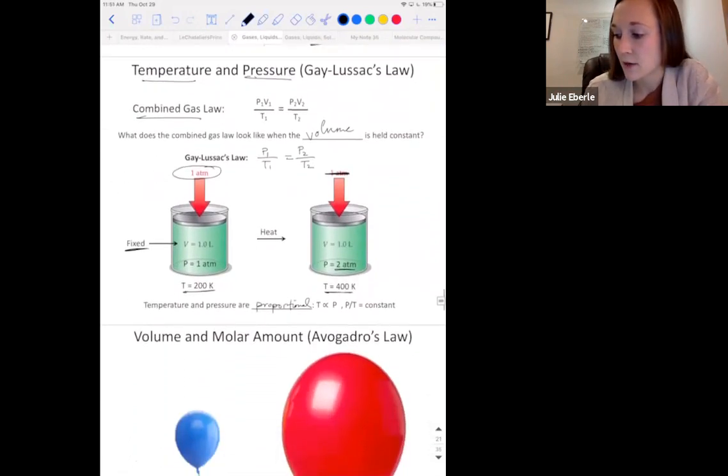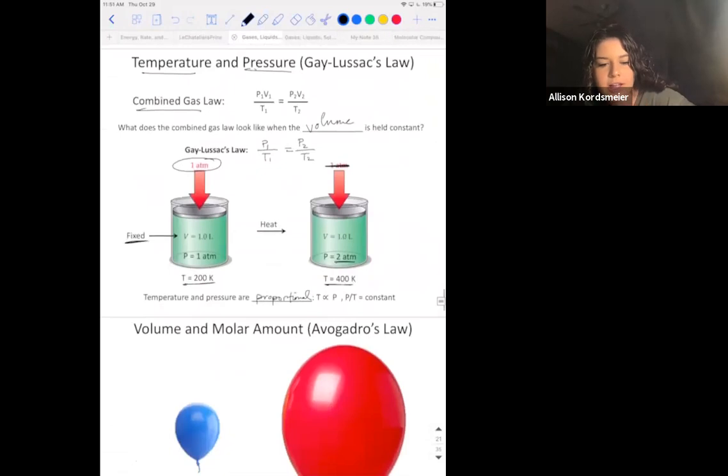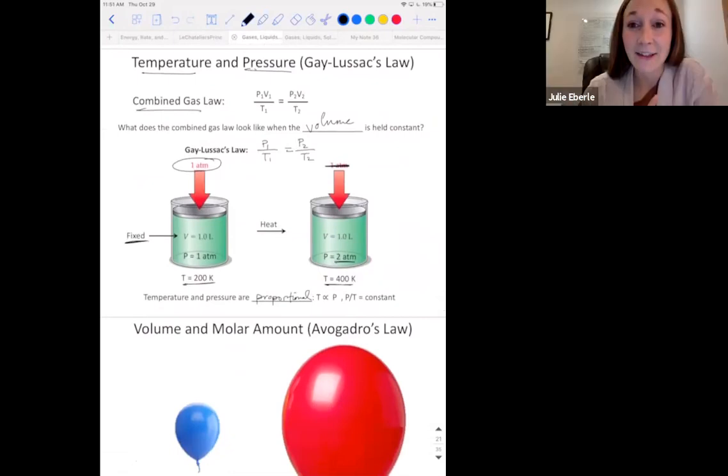The other 2 I have are... a question. Yeah, what's up, Allison? Does the temperature always have to be in Kelvin, or Celsius? Great. We were going to get to that when we actually work a problem with the whole combined gas law. You're good. I'm glad you asked that though.